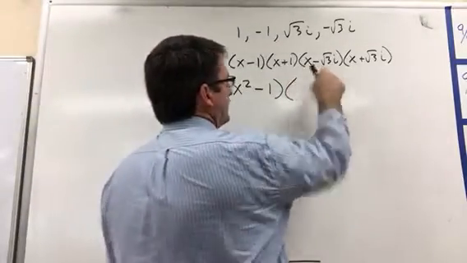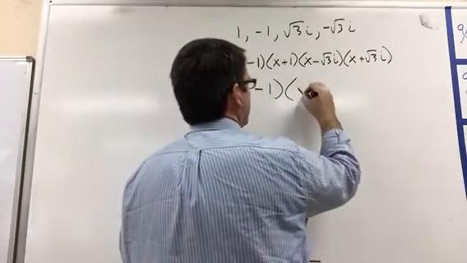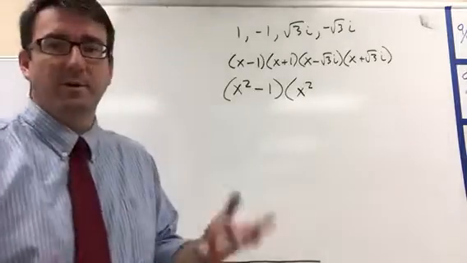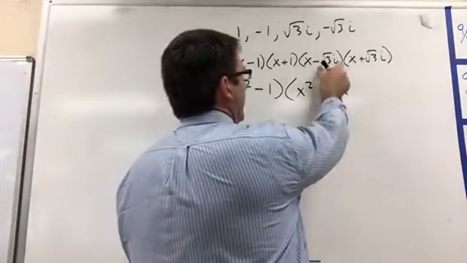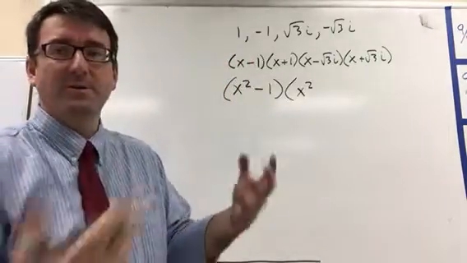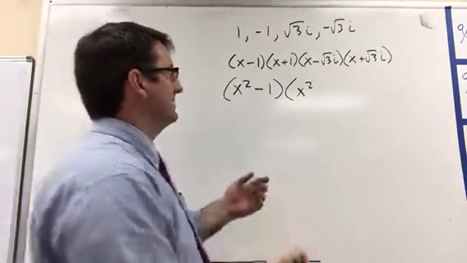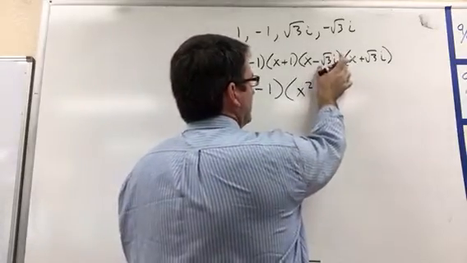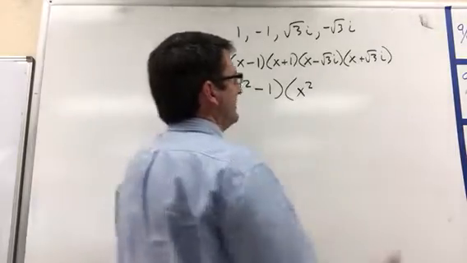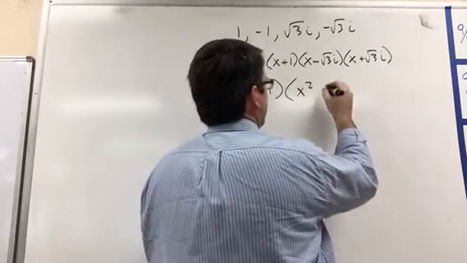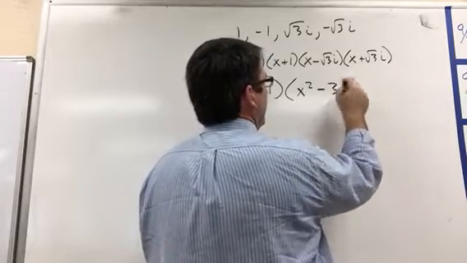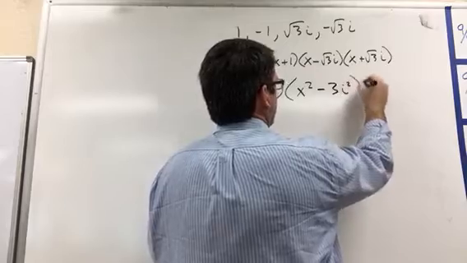Over here we get x times x is x squared. X times square root of 3i is square root of 3ix. Negative square root of 3i times x is negative square root of 3ix. So those are going to cancel each other out. They're going to subtract to 0. And what we're left with is then negative square root of 3i times positive square root of 3i is going to be negative. Square root of 3 times square root of 3 is 3. I times I is I squared.